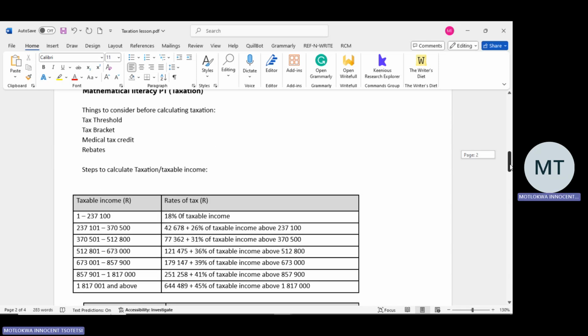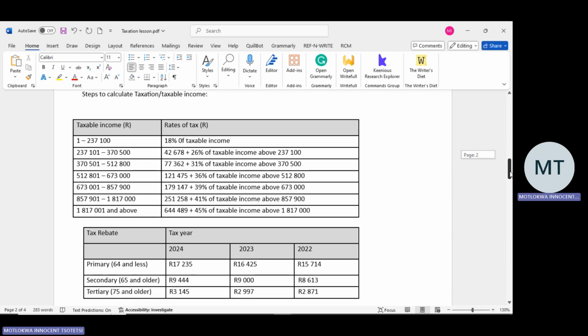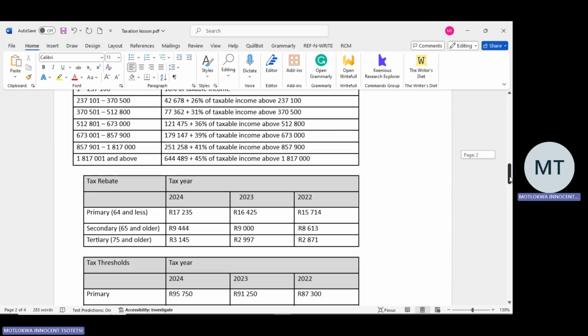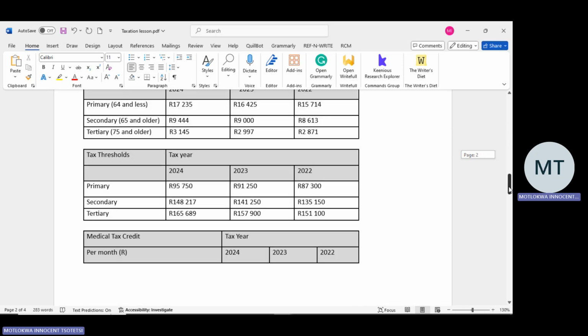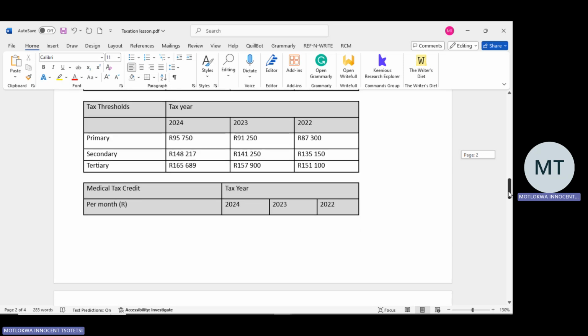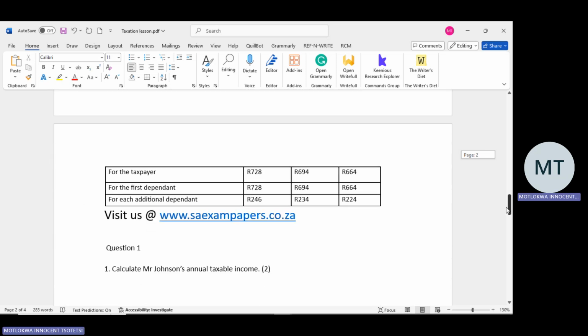So I'm going to show you here, we have tables: tax income, rating tax, tax rebate, tax threshold, medical tax credit, and also tax year. If you need this addendum, you can go to www.saexampapers.co.za, as I've shared the link here, as you can see, guys.